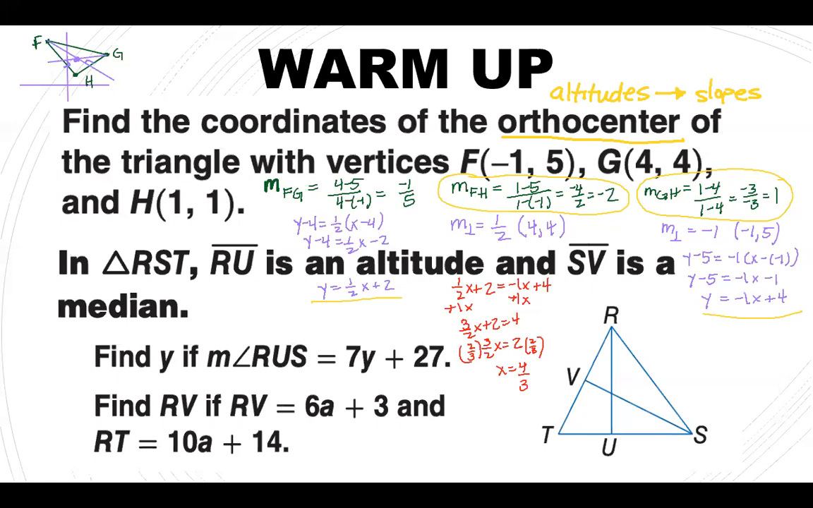So I have a value for x. Now I need to get a value for y. So y is equal to -1 times 4/3 plus 4. So that's going to be -4/3 plus, I'm putting 3 down here and put a 12 because 12/3 is 4. So 12 minus 4 is 8. So y is equal to 8/3. That's my value for y. So then my orthocenter is going to be 4/3, 8/3.